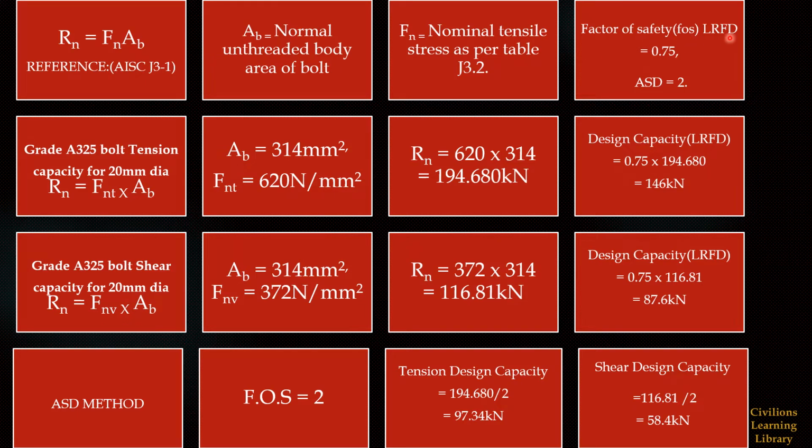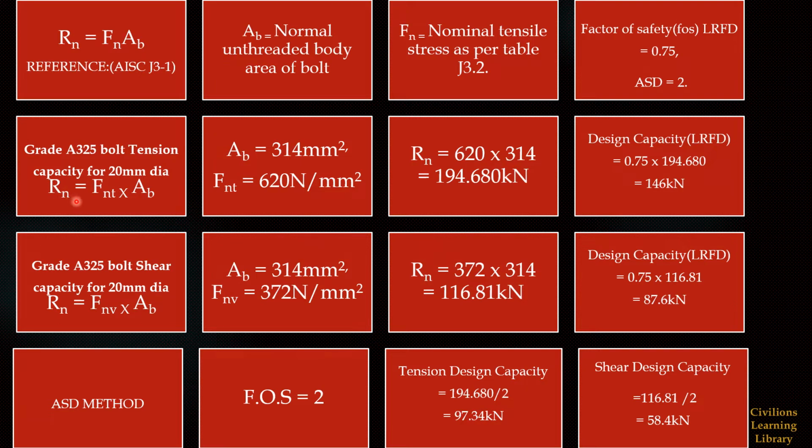And the factor of safety for bolt design is 0.75 for LRFD design and 2 for ASD design. Here I am taking a grade A325 high strength bolt as an example to calculate the tension capacity and the shear capacity for a 20 mm diameter bolt.